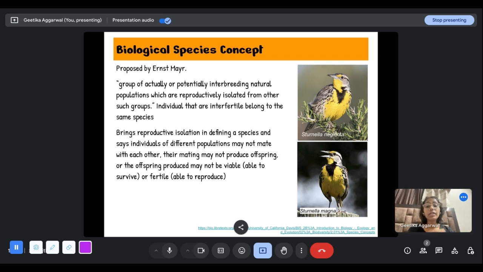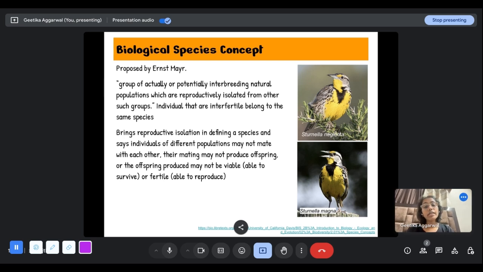Why are we using the term potentially? We're using the term potentially because these populations might be separated from each other in space, and they might not be actively interbreeding with the organisms of the other population, but if put together in the same space, they would still have the potential to interbreed and produce fertile offspring, right? So that is why the term actually or potentially interbreeding natural populations. So when you're talking about such a group of actually or potentially interbreeding natural populations that are reproductively isolated from other such groups, then these are thought to belong to a single species.